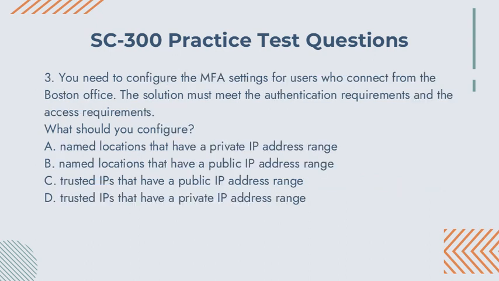3. You need to configure the MFA settings for users who connect from the Boston office. The solution must meet the authentication requirements and the access requirements. What should you configure? A. Named locations that have a private IP address range. B. Named locations that have a public IP address range. C. Trusted IPs that have a public IP address range. D. Trusted IPs that have a private IP address range.